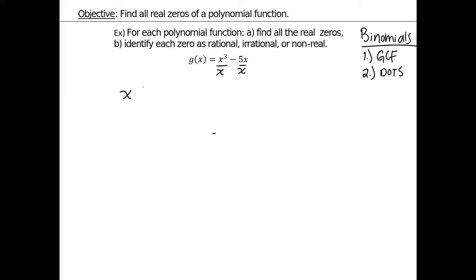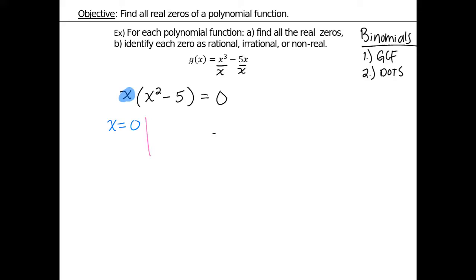So my x goes out front. And then x cubed divided by x is going to give me x squared, minus 5x divided by x would just leave me with 5. Make that equal to 0. And just like we did on the previous example, we need to make each piece equal to 0. So I'm going to take this x, make that equal to 0. And then to solve for x, that's already x by itself, so I don't have to do anything there.